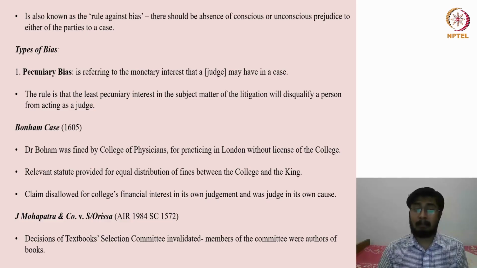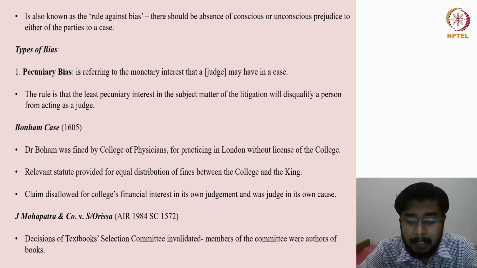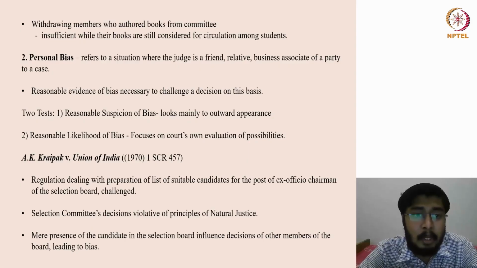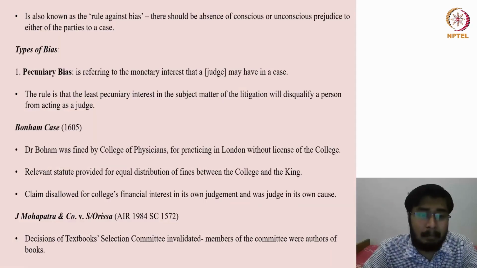Then we have the case of J. Mohapatra and Company versus State of Orissa. In this case, the decisions of the textbook selection committee were invalidated. Members of the committee were authors of the books. Withdrawing the members who authored books from the committee was insufficient while their books were being considered for circulation among students. Now, this is with regard to pecuniary bias.